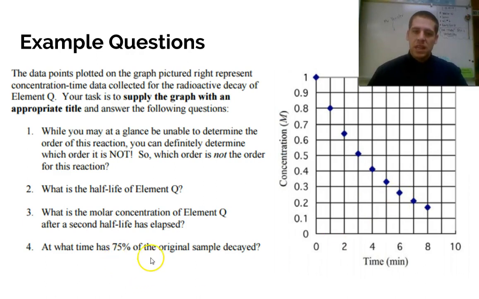At what time has 75% of the original sample decayed? If 75% of it has decayed, that means 25% of it is left, right? And so we've actually only gone through 2 half-lives, just like in the previous question. The first half-life cuts it in half. The second half-life cuts that in half, which now means you're down to a quarter, right? And then if you were to continue from there, you'd go down to an 1/8, and then a 1/16, and then a 1/32, and so on. So this is going to be 2 half-lives, and so it's going to be 6 minutes.